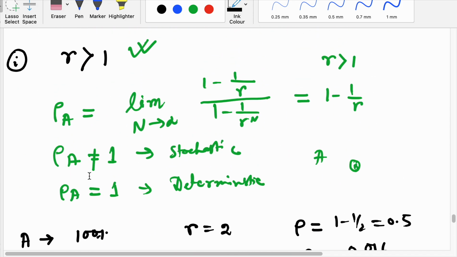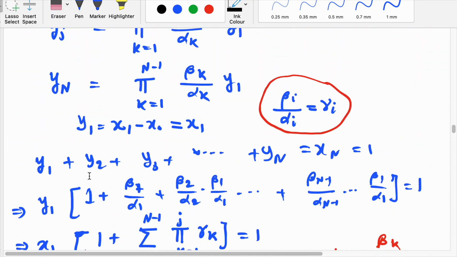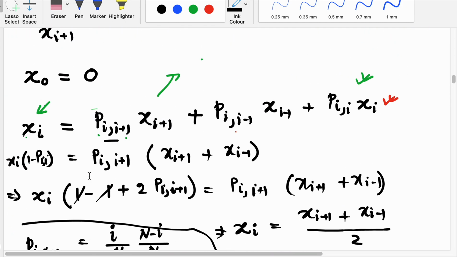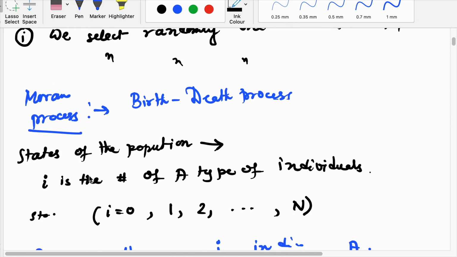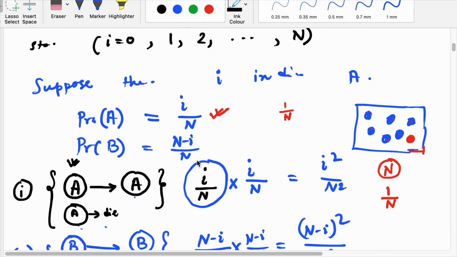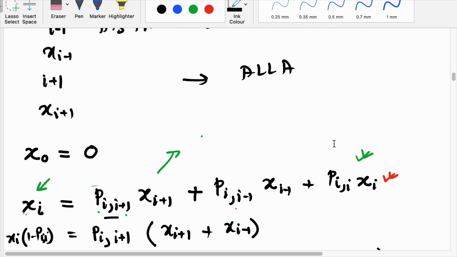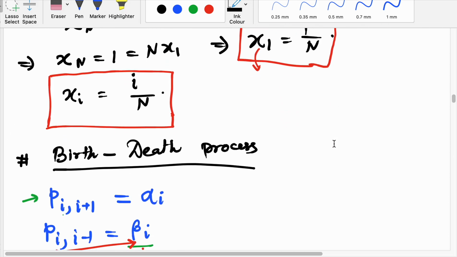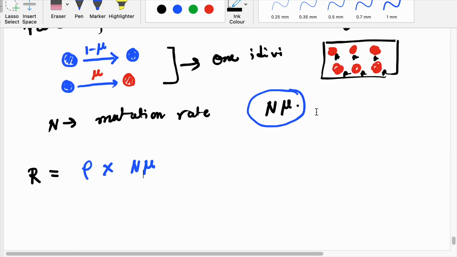That value will be nothing but rho equal to 1 by n, because we have done the calculation previously. I know that if there is no fitness difference between two individuals, then the fixation probability should become 1 by n, because everyone has an equal chance to fix. So this rho will become 1 by n, and the rate is 1 by n times mu.